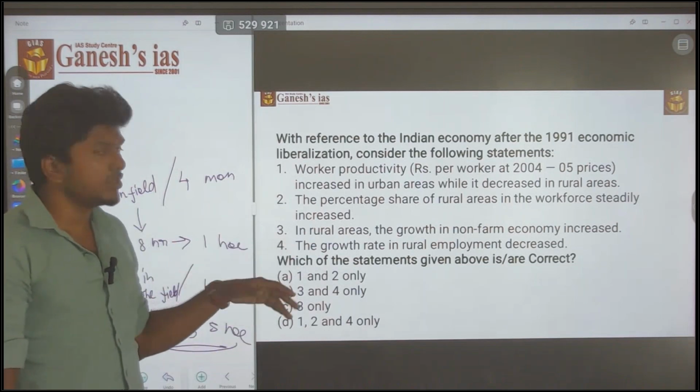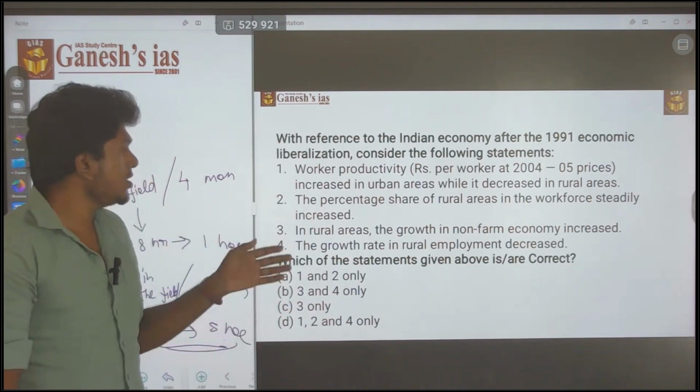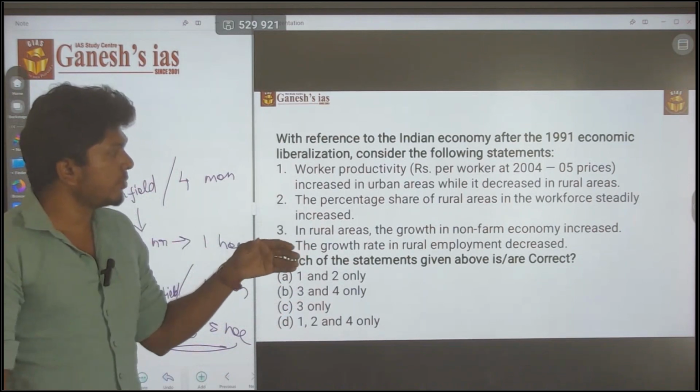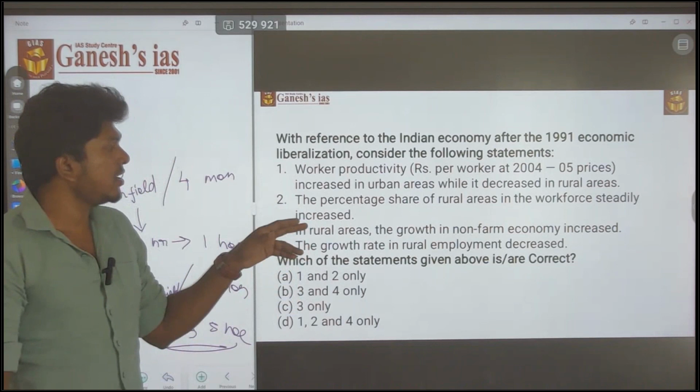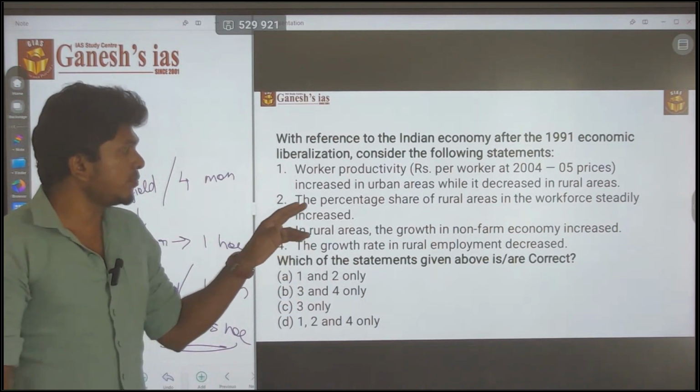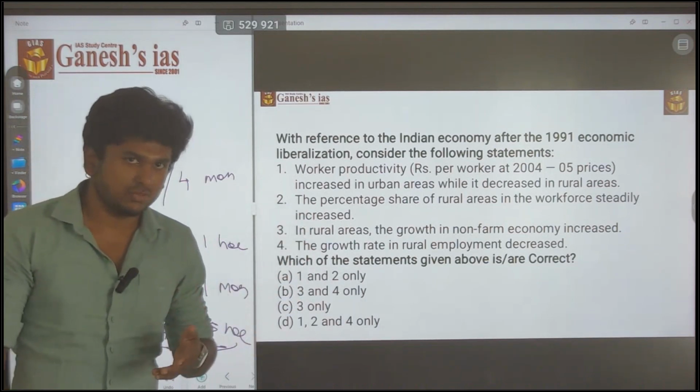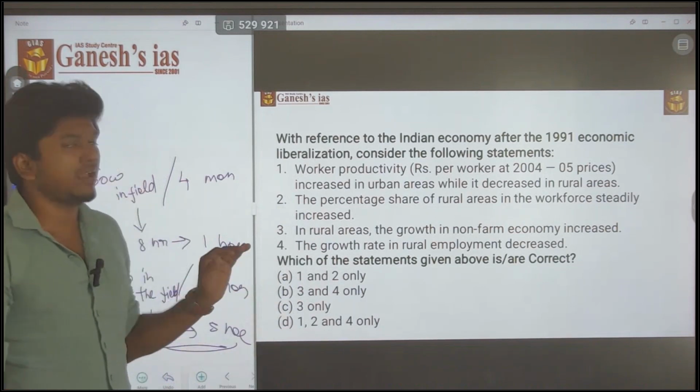So by that the fourth statement is also right. In the rural area the growth in non-farm economic activity increased, that is also right, and the growth rate in rural employment decreased, that is also right. So the answer is 3 and 4 only.